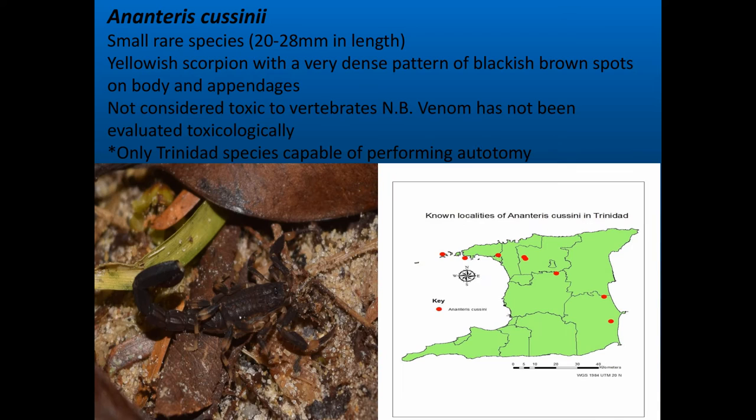Right, so this is Anantharus cuscini. Again, it's one of our smaller species, it's kind of red.